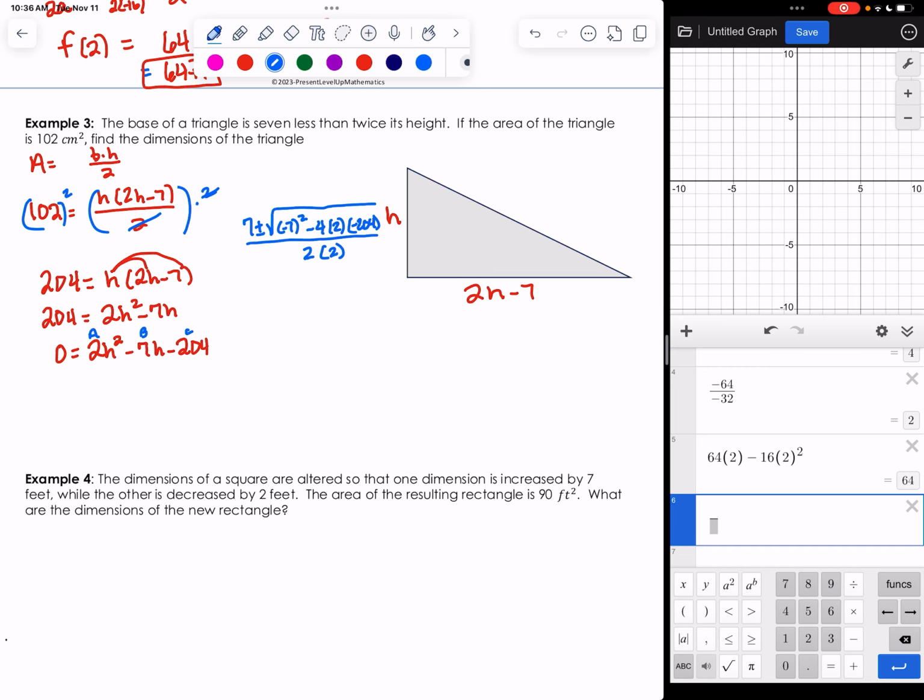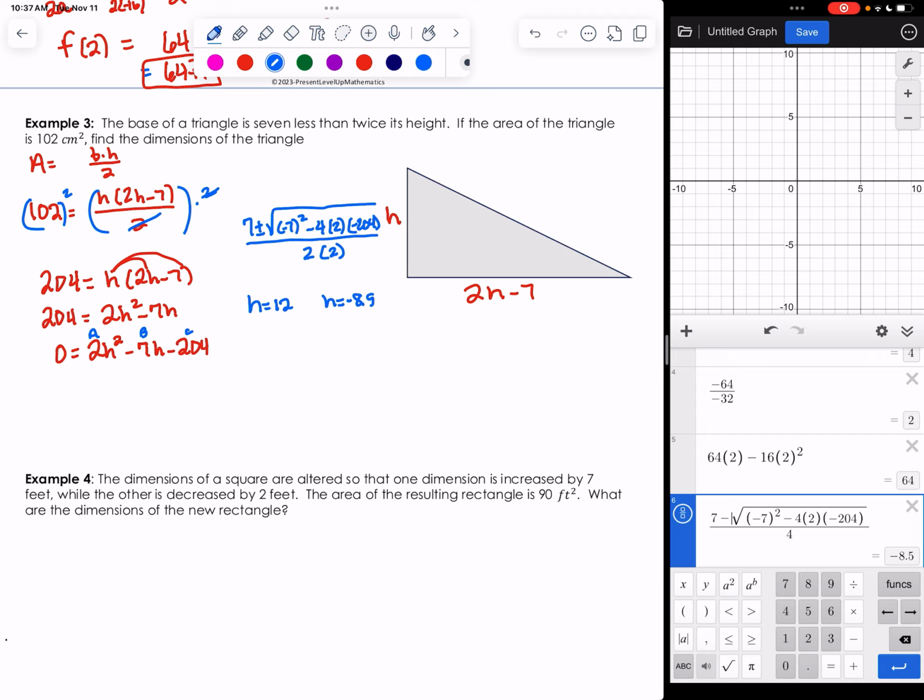We want a fraction bar, 7 plus square root, parenthesis, negative 7, parenthesis squared, minus 4, parenthesis, 2, parenthesis, negative 204, close parenthesis. On the bottom, 2 times 2 is 4. All right, so we have h equals 12. Now we need our other solution, so delete the plus and change it to minus, and h equals negative 8.5.